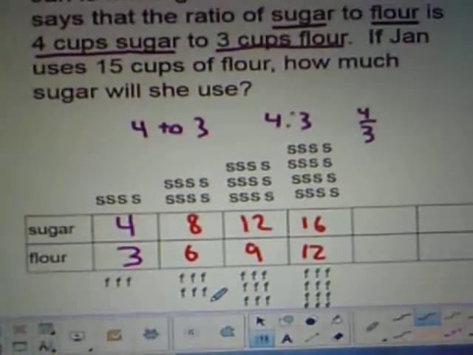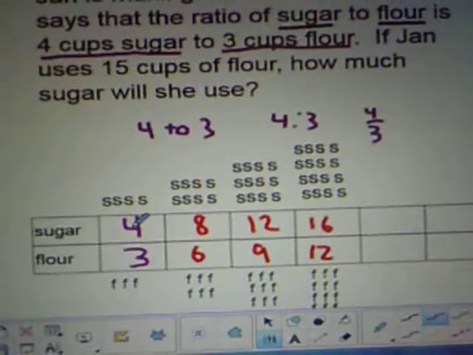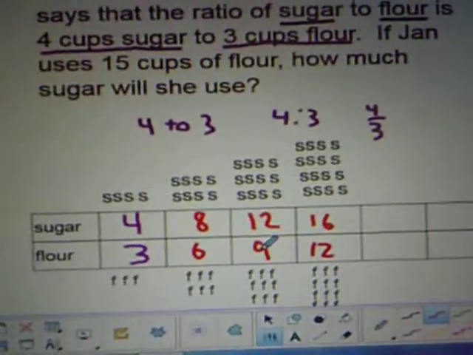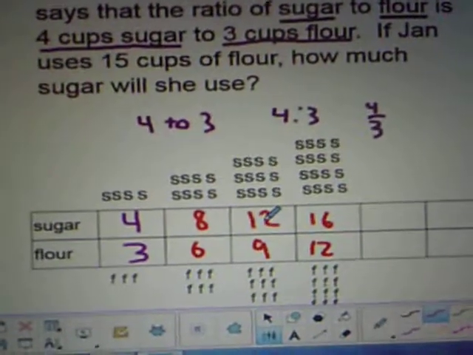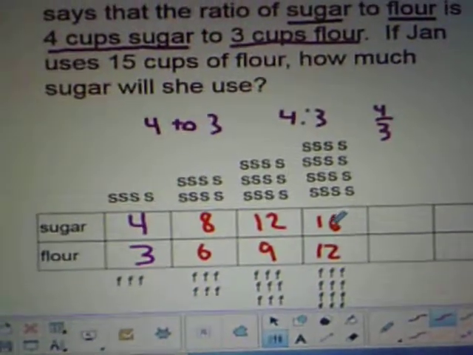So far, here's what I know. I know that when I have 3 cups of flour, I need 4 cups of sugar. When I have 6 cups of flour, I need 8 cups of sugar. When I have 9 cups of flour, I need 12 cups of sugar. When I have 12 cups of flour, I need 16 cups of sugar.